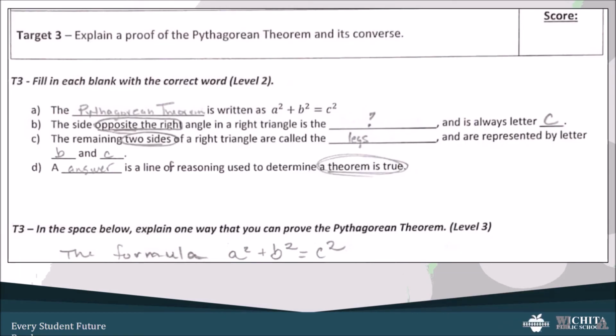Let's take a look at a possible way you could have scored him. Again, our first section is level 2 for target 3. As we look through this, we see that Marco has demonstrated that he still has some learning gaps in his understanding of our level 2 vocabulary material. We also see, if we look at the level 3 question, that all he wrote down was the formula, which is true for the Pythagorean theorem. It is a squared plus b squared equals c squared, but in no way does he attempt to explain how that formula helps us prove the Pythagorean theorem or that a triangle is a right triangle.